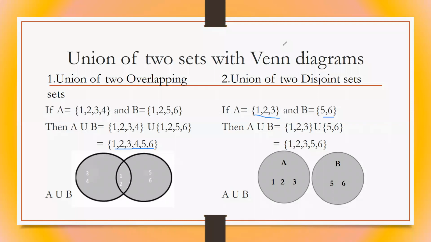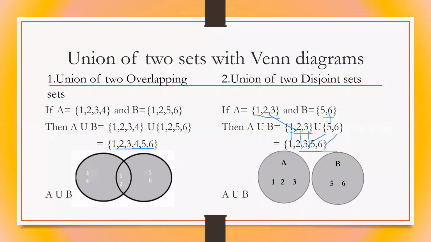So if A contains 1, 2, 3 and B contains 5, 6, they are disjoint. Nothing common between them. So how can we combine them? First, we have to write down A elements, union B. But this step is important. You cannot skip this step. You have to attempt this step also. 1, 2, 3 and 5, 6 will be the answer. Why? Because here we have to combine all the elements 1, 2, 3, 5 and 6.